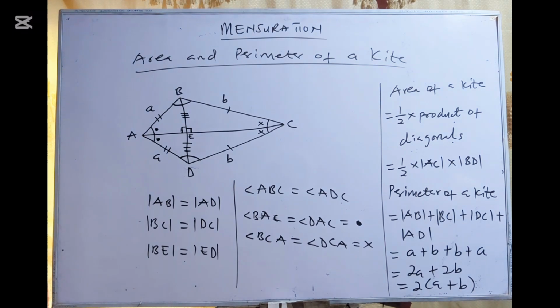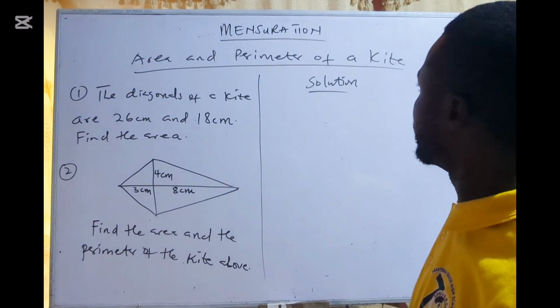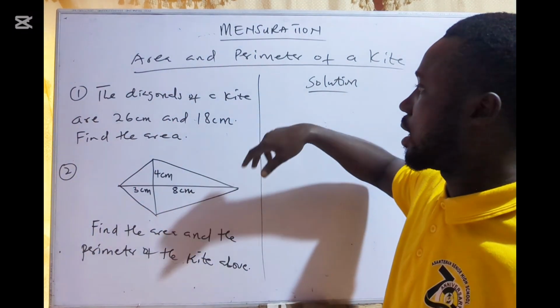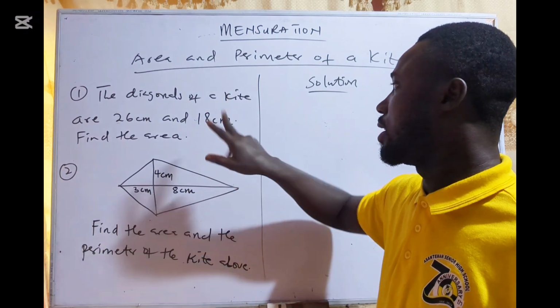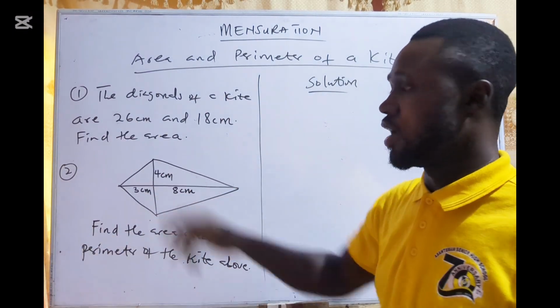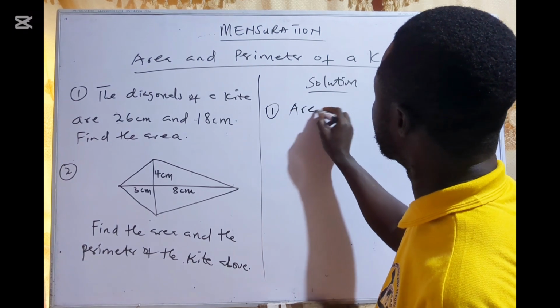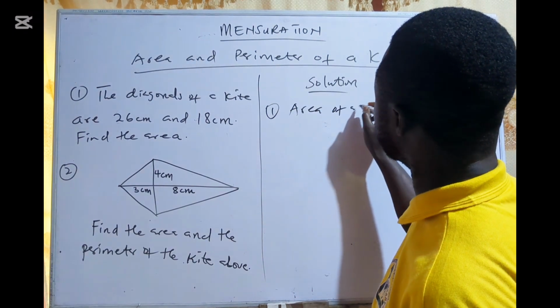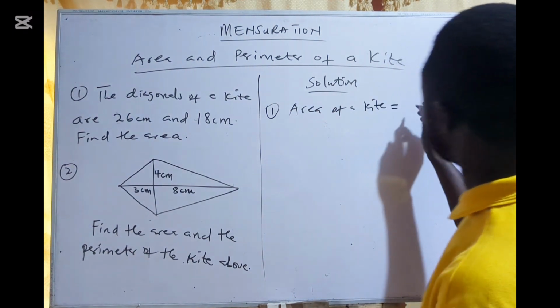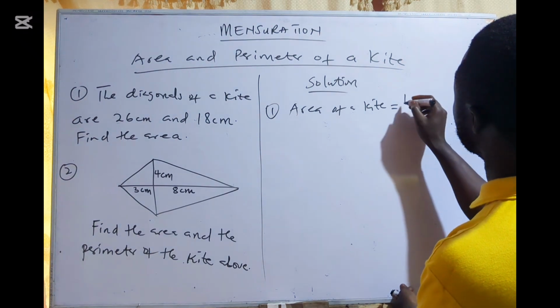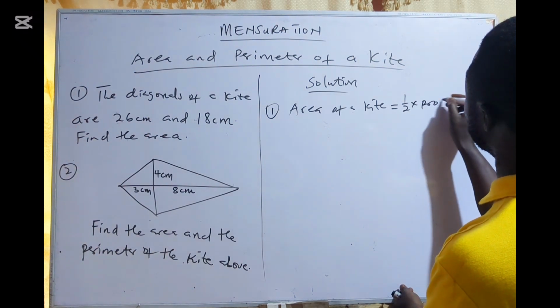Let's solve a few questions on kites. Let's look at the examples. Number one: the diagonals of a kite are 26 centimeters and 18 centimeters. Find the area. Number one is so simple. The area of a kite is half times the product of the diagonals.